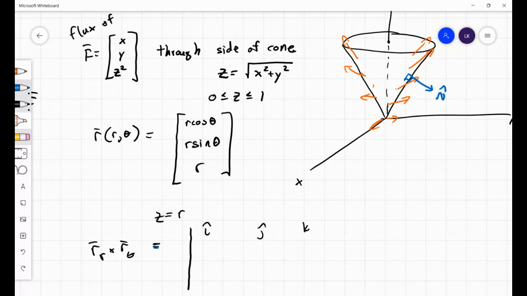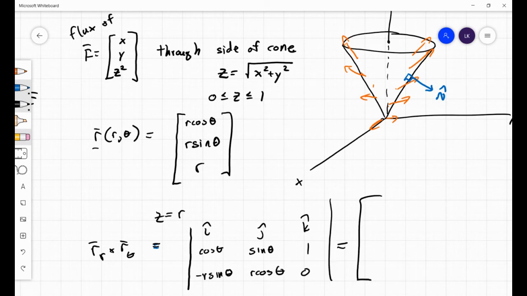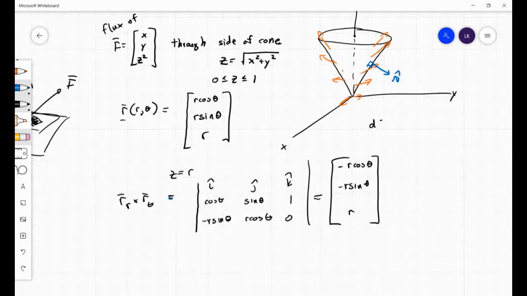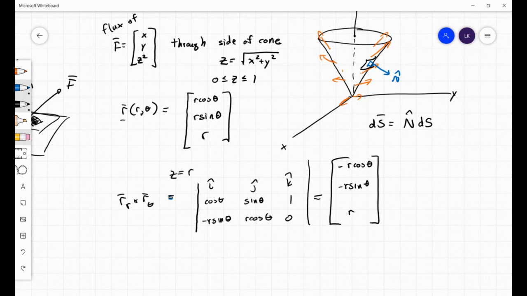So we can differentiate r with respect to radius, then with respect to theta. So this would, using the Pythagorean trig identity, we just get r. So does this. So this is going to be our dS, which is our unit normal times the differential surface area element along that cone.